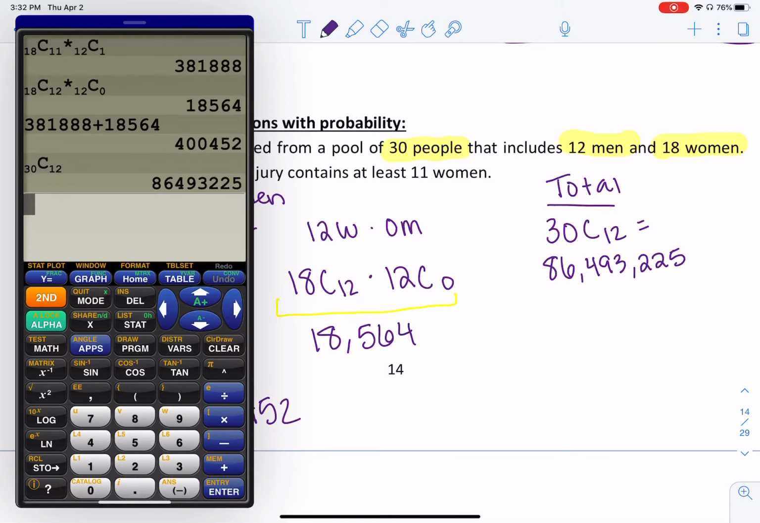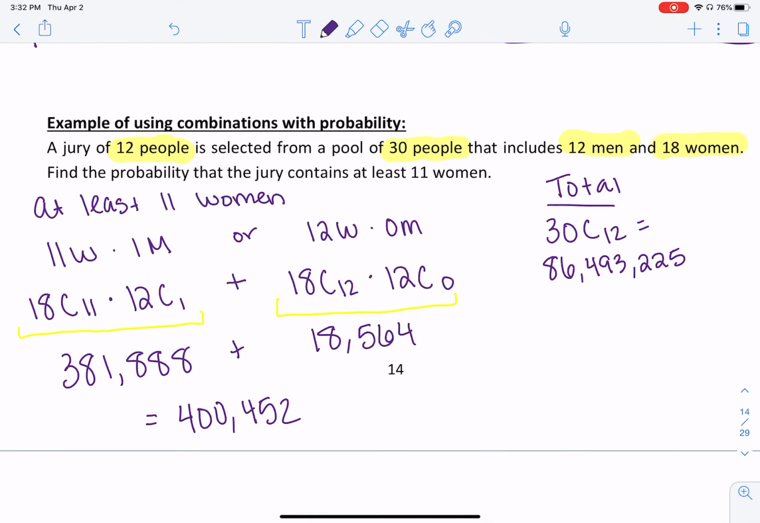So the probability for women, or at least 11 women, would be 400,452 over the total. Really big numbers there. And if you typed that into your calculator, you would get about 0.46%.